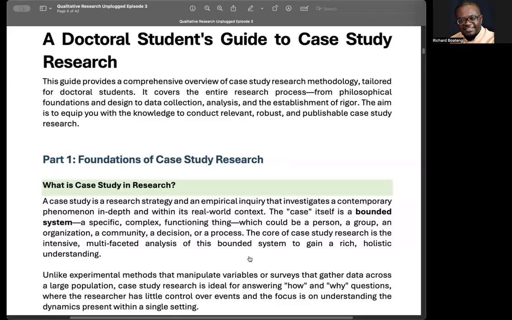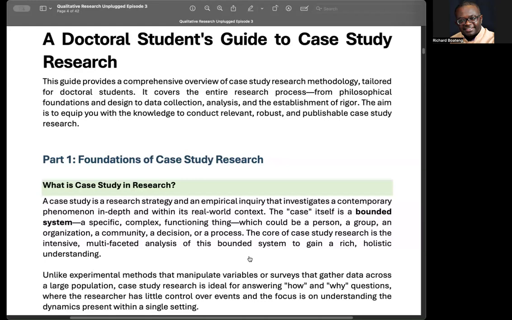Yes, but the key is that it's a distinct, observable unit that you're focusing on. You're trying to gain a really rich, holistic understanding through intensive, multifaceted analysis. You're pulling together different pieces of evidence to understand why or how something is happening within that bounded system. How and why questions, you flagged that earlier, and it seems really important. That contrasts pretty sharply with, say, experimental methods where you're controlling variables, right?